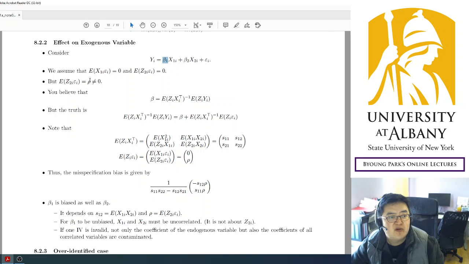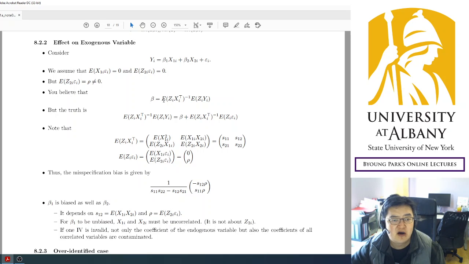So again, the problem arises because Z2, which is the excluded instrument variable, is correlated with epsilon. The covariance equals rho. But you believe that it is 0. That is the problem. And if you believe that Z2 is uncorrelated with epsilon, then you are going to identify beta in this way. This is how you are going to identify beta.